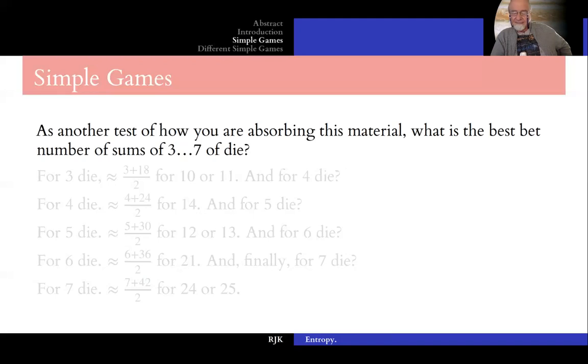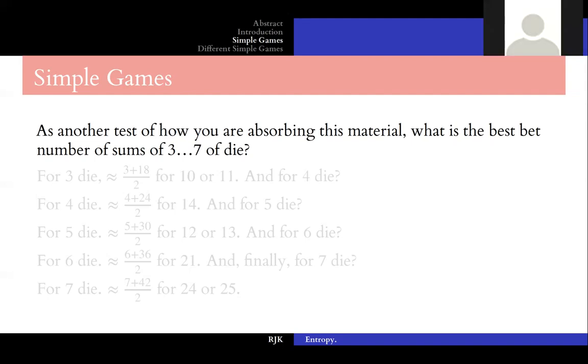Art. Art, are you on? Art? I guess you're not there. I have to look and find out who the participants are. Okay, Fred, what do you think is the best bet for 3 die? Everybody's hiding. Okay, Steve, since you were allowed.